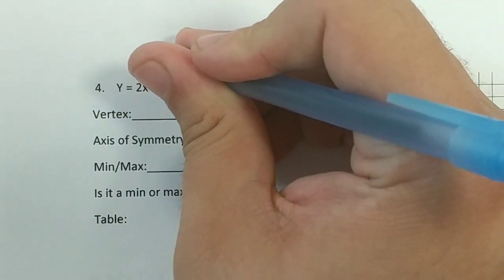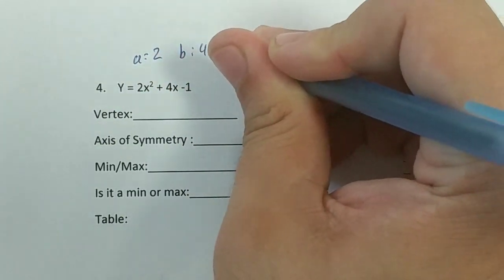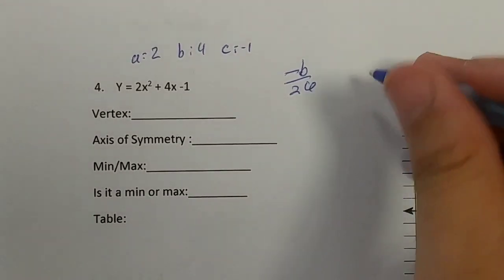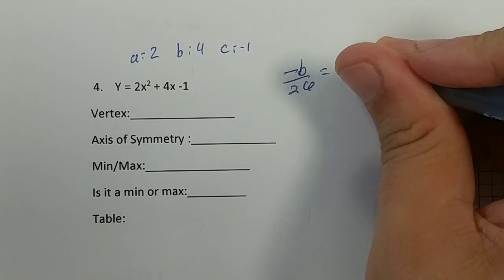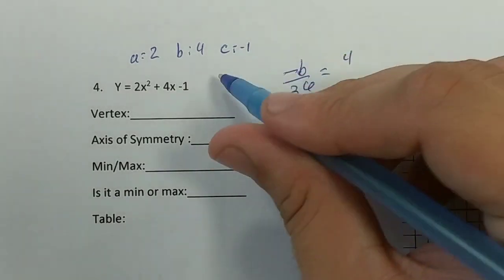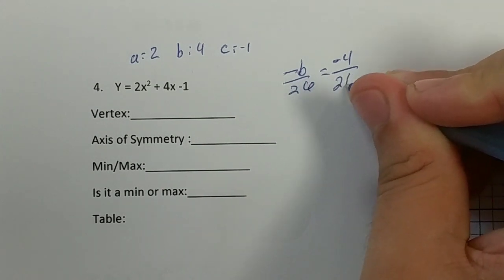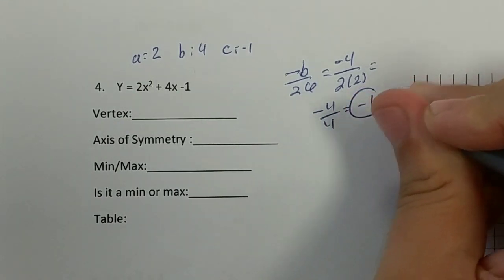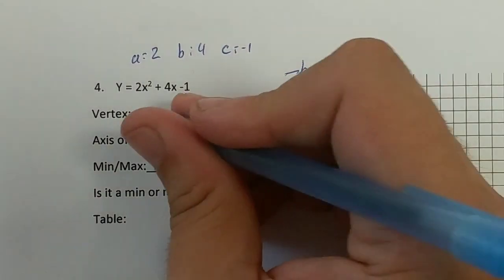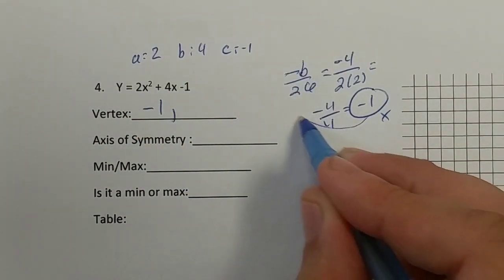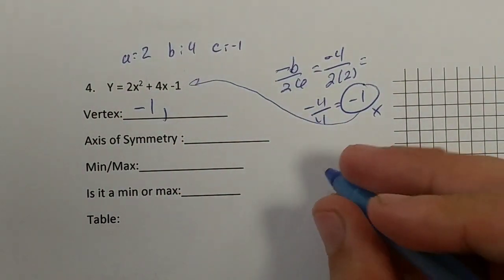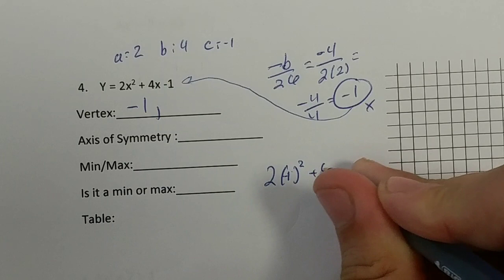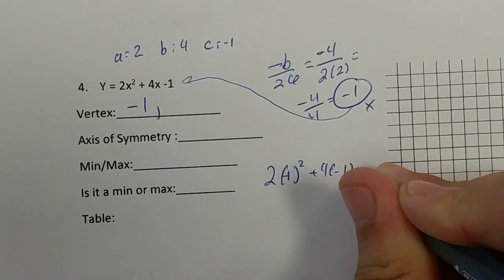So a equals 2, b equals 4, c equals negative 1. That is 4, I'm sorry, because it's 4, so negative 4 over 2 times 2. That's negative 4 over 4. That's negative 1. And that is my x of the vertex. So negative 1, comma. Take that negative 1 and plug it into the equation here. 2 times negative 1 squared plus 4 times negative 1 minus 1.